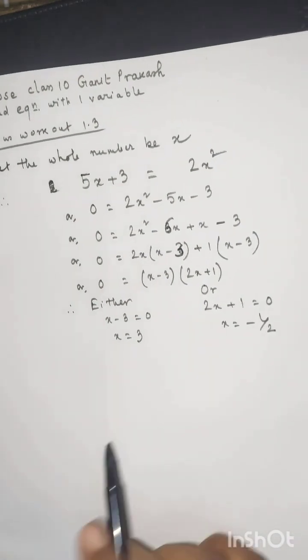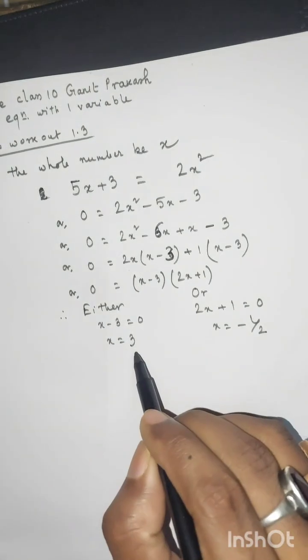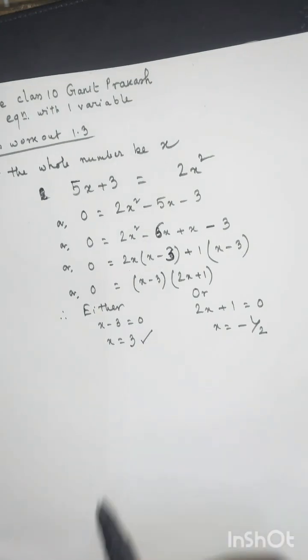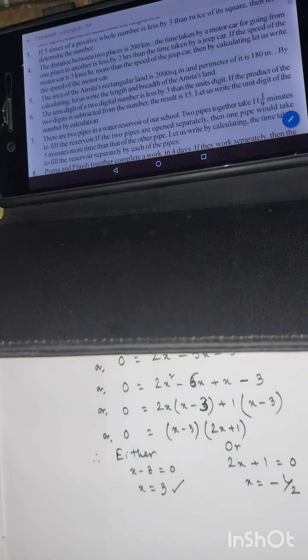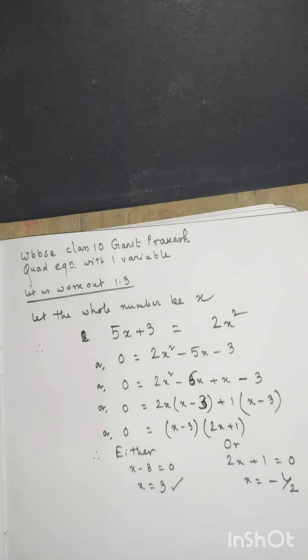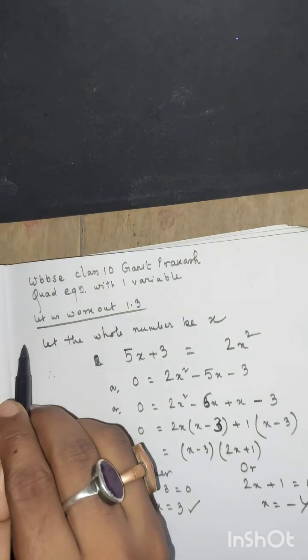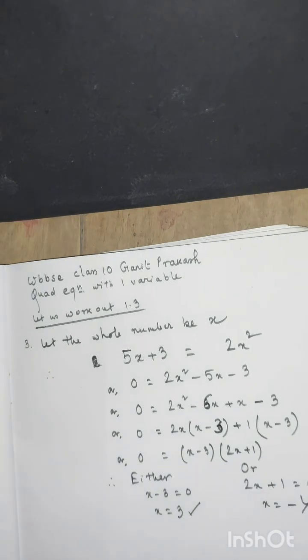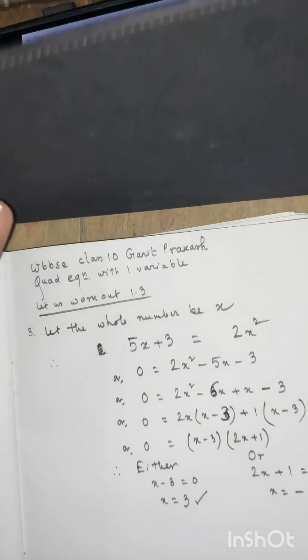But a whole number cannot be negative, so we can only take x equal to 3. Therefore, this is the value of x. So the number is 3. Now let us proceed to question number 4.